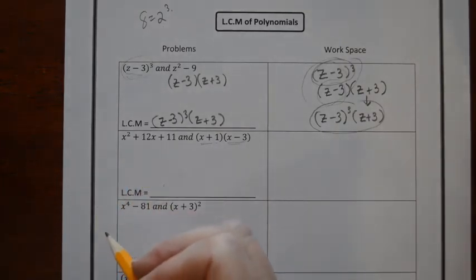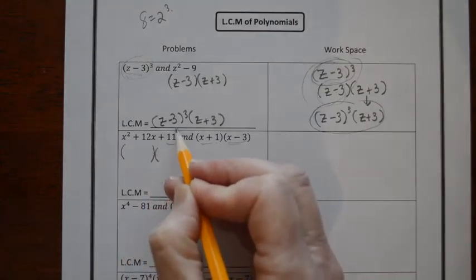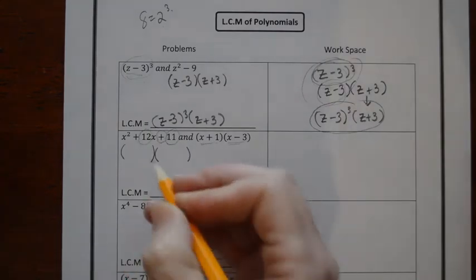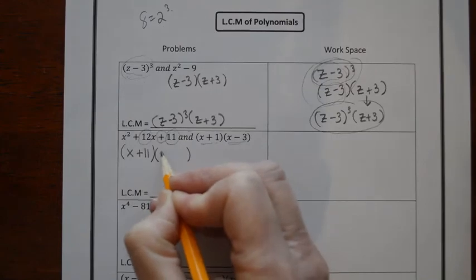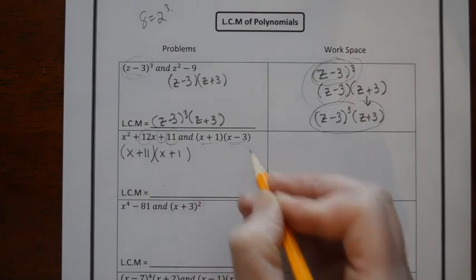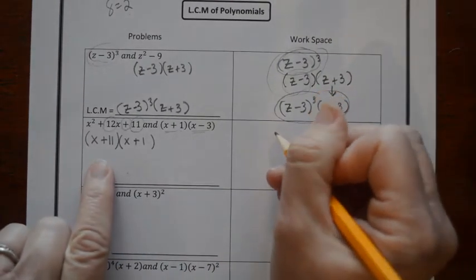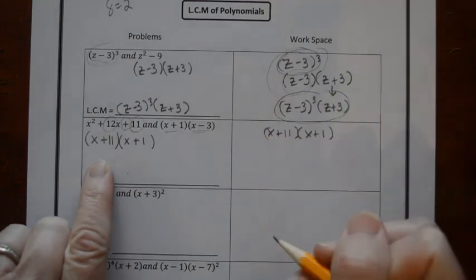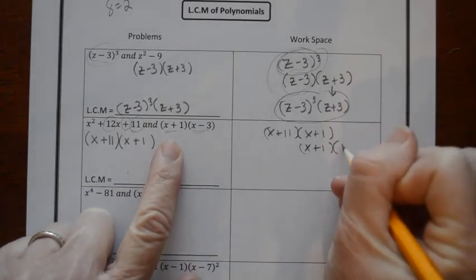It's an easy general trinomial. So what I'm looking for is two things that multiply to 11 that add to 12. Hopefully these have gotten easy enough for you that you can say, oh, that's 11 and 1. So this is x plus 11, x plus 1, and then this is x plus 1 and x minus 3. So just as before, I'm going to write the two factors. So this is x plus 11, x plus 1, and then I'm going to line them up underneath. So this is x plus 1 and x minus 3.